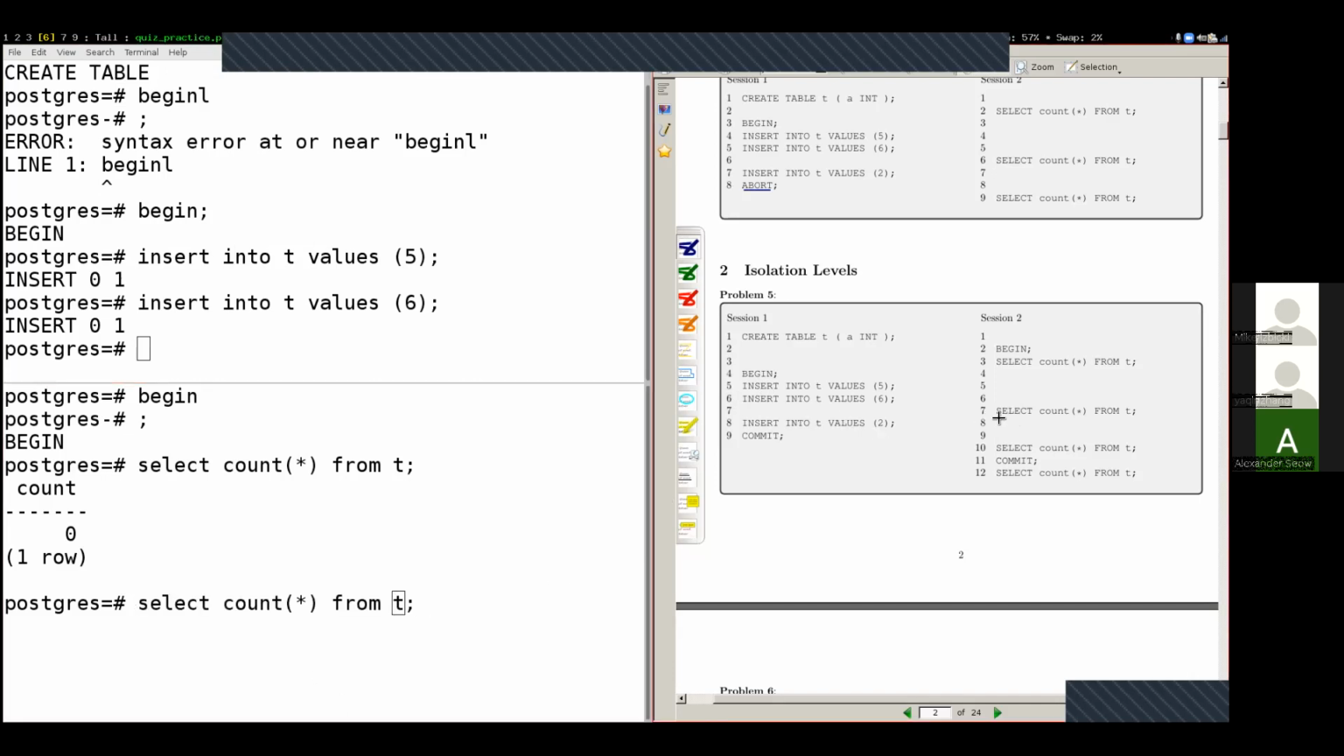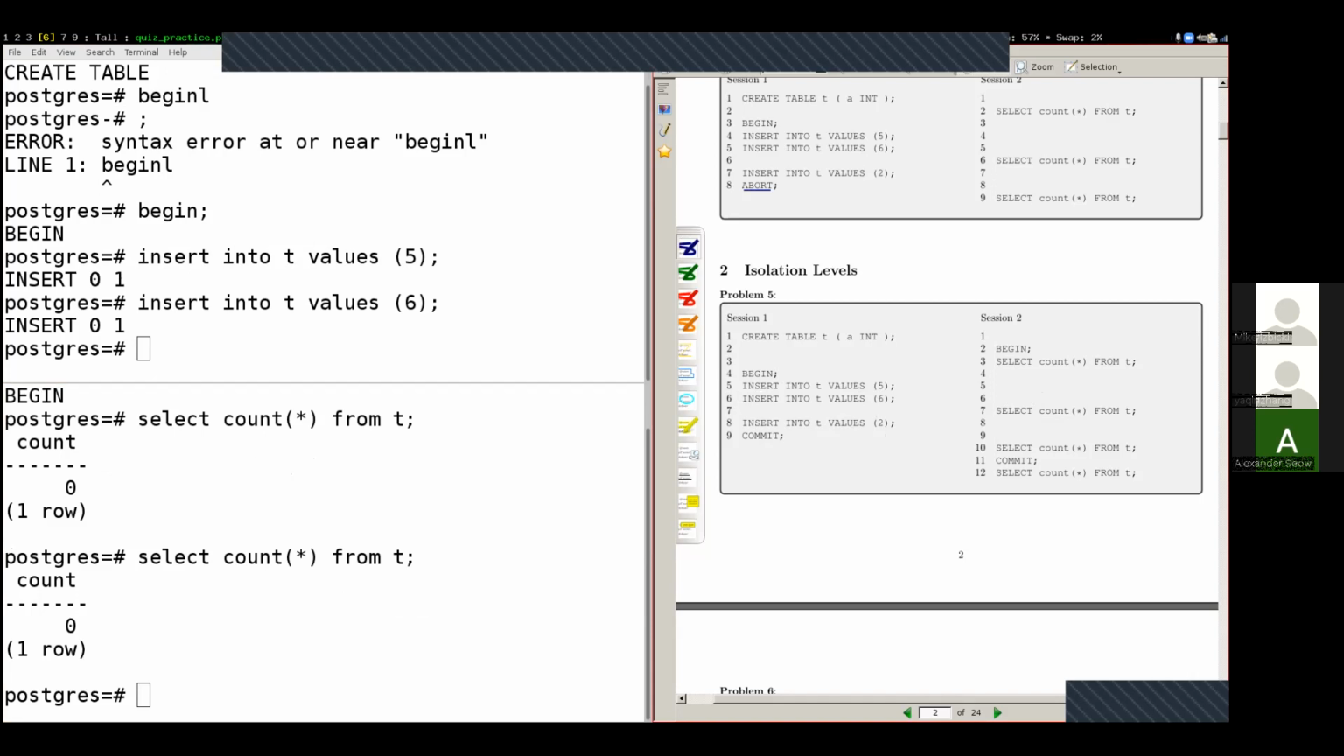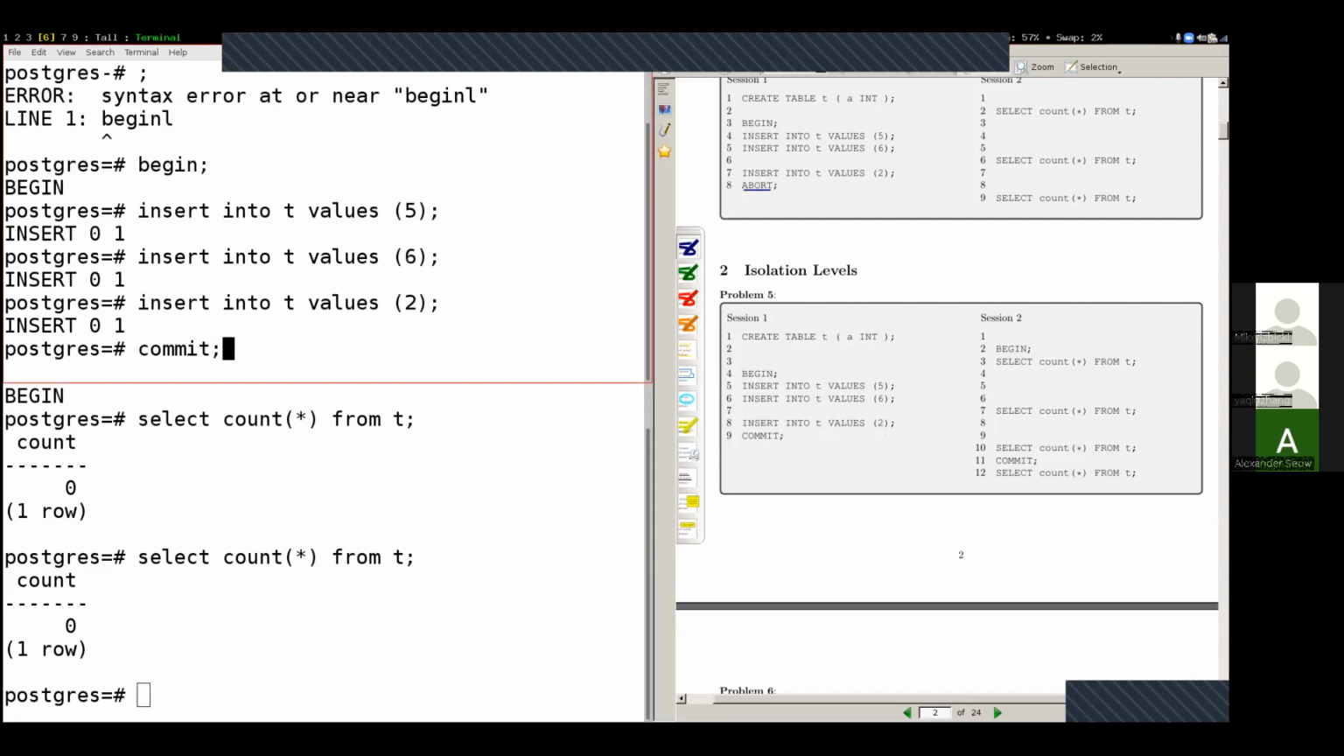We know that this count(*) over here is going to give me a 0 result, even though I've inserted over here, because this is inside of a transaction, and so it's isolated from what's going on over here. So I hit enter, we get a 0. Line 3 and line 7 are both zeros over here. And then on line 8, we insert the 2 and the commit over here.